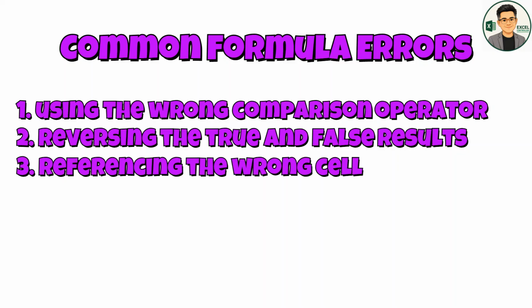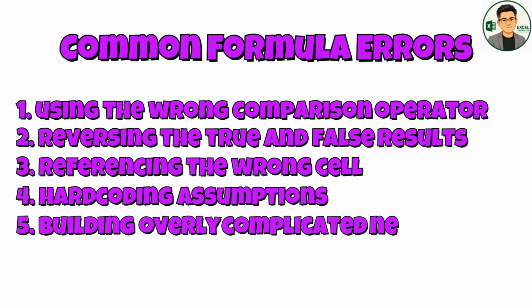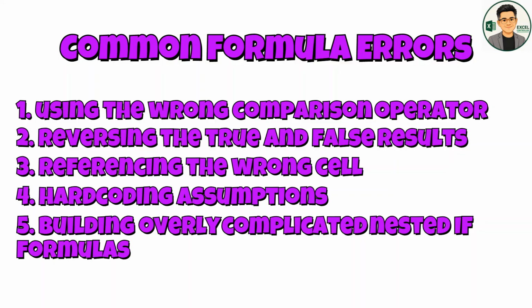The third problem is referencing the wrong cell. If the formula is supposed to compare actual to budget, make sure it is actually comparing the actual cell to the budget cell. The fourth problem is hard coding assumptions. If the threshold may change, put it in a separate assumption cell and use an absolute reference. The fifth problem is building overly complicated nested if formulas. If you have several layers of logic, stop and ask whether the formula can be simplified.